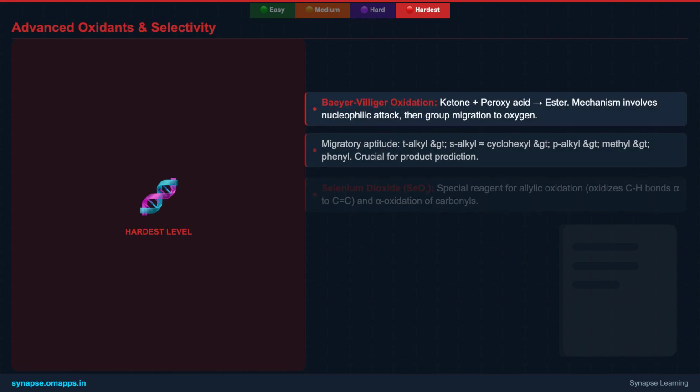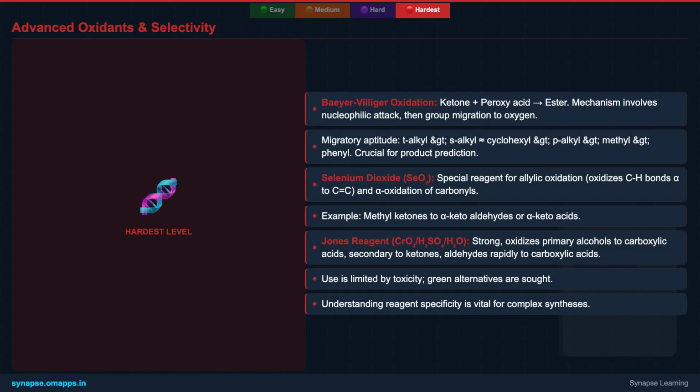Let's explore advanced oxidizing agents. The Baeyer-Villiger oxidation, where ketones become esters using peroxy acids, is a prime example of a powerful transformation. Understanding the migratory aptitude of groups, tertiary alkyls moving more readily than methyls, is key to predicting products. Then there's selenium dioxide, a unique reagent for allylic oxidation or oxidizing methyl-methylene groups next to carbonyls. Each reagent has its own specific niche and mechanism, critical for advanced synthesis.